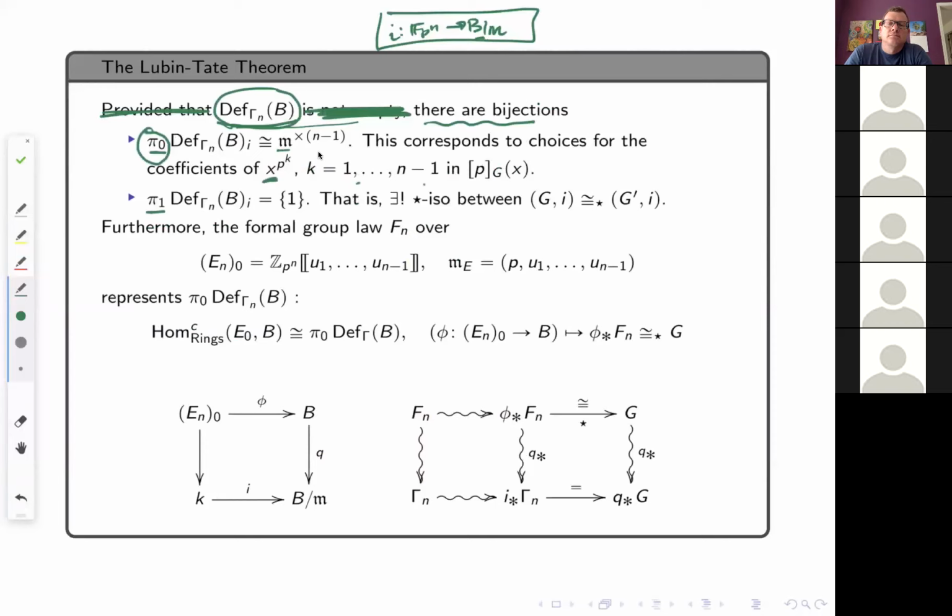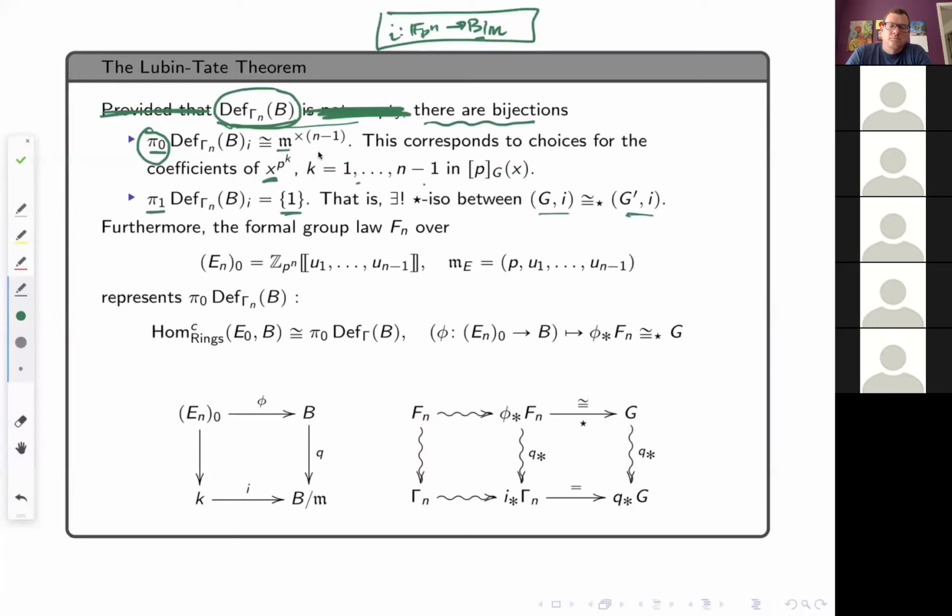Remember, that's related to the Vn. So you pick the coefficients of these powers of x^p. It turns out that if you mod out by m, having picked those, the thing you get has height exactly n. Now, the second part of the Lubin-Tate theorem is that pi 1 of this thing is just 1. In other words, if you have two of these deformations, there's a unique star isomorphism between them.